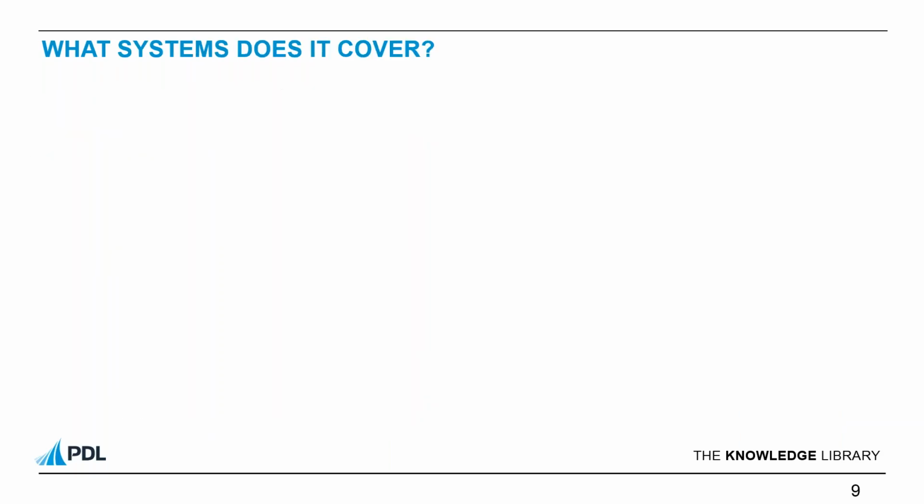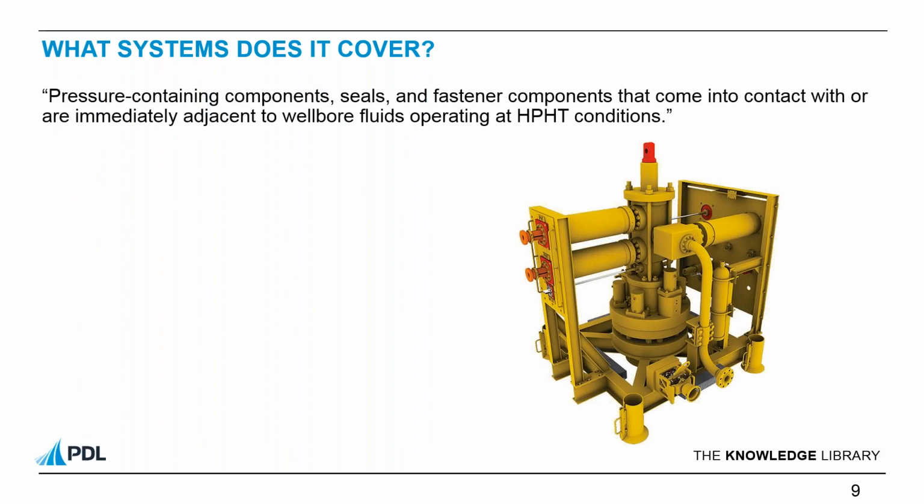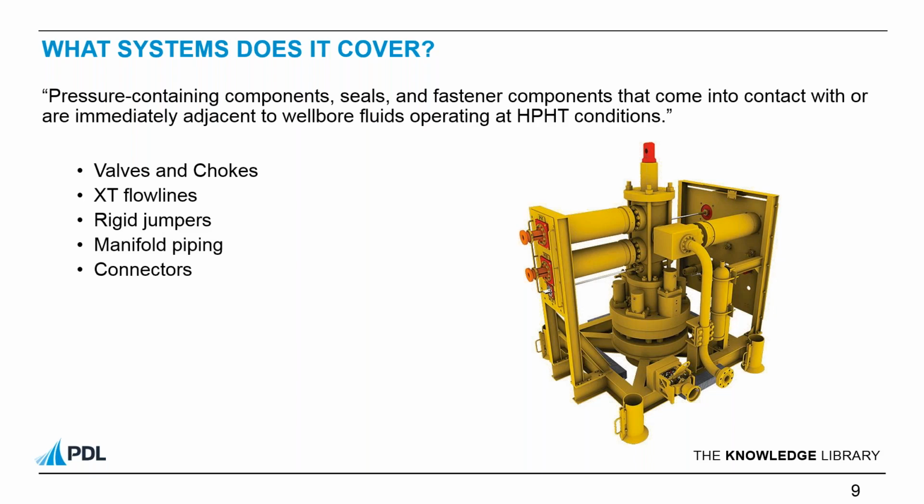Okay, so what systems does it cover? Well, it covers any pressure containing components, including its seals and fasteners that come into contact with or are immediately adjacent to wellbore fluids operating at high pressure, high temperature conditions. So again, just to reiterate the definition from API 17 TR8, that's above 15 KSI and 350 degrees Fahrenheit. So in relation to subsea production equipment, which is clearly what we're talking about, we mean things like valves and chokes, Christmas tree flow lines, rigid jumpers, manifold piping, connectors, and intervention riser equipment. This is not an exhaustive list, these are just a few examples.